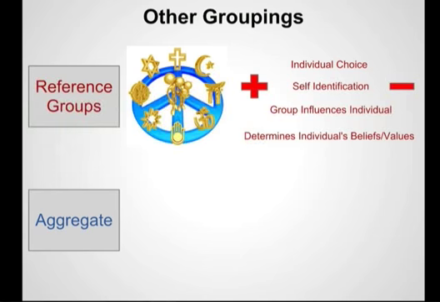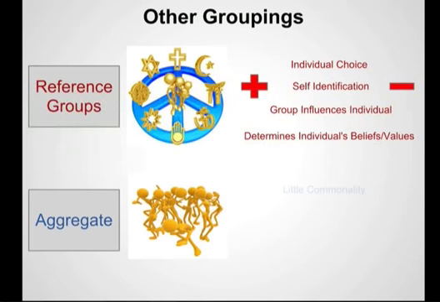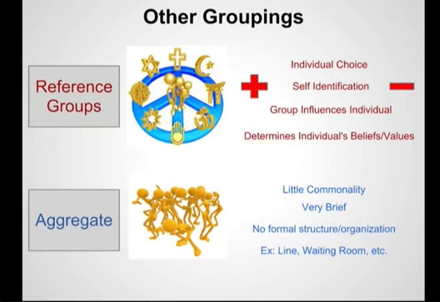A fourth type of group that would be under other groups would be an aggregate. And an aggregate is just people together. Little commonality, very brief time, no formal structure or organization. Examples of this would be a line or a waiting room or something, walking in the hallway with people.